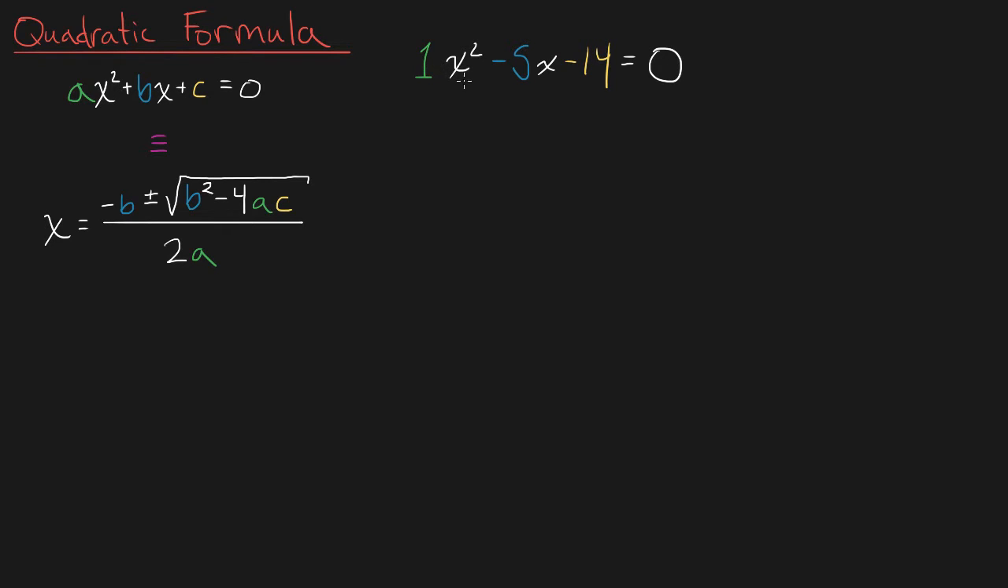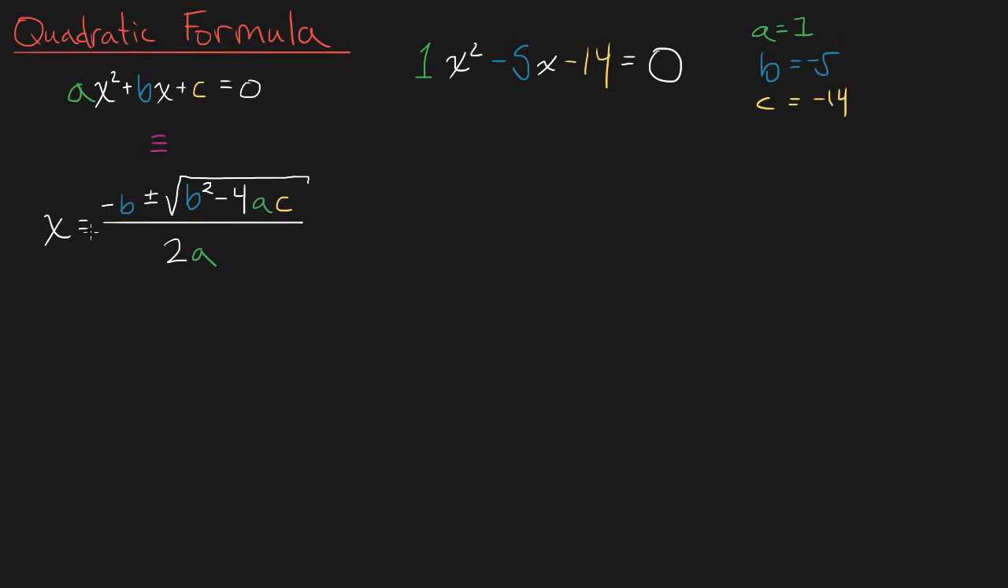The other thing that I want to point out is that this equation is in standard form. It's in standard form because I have my second degree term, and then my first degree term, and then my constant term here on the right. So they go in decreasing order of degree: second degree, first degree, and 0th degree. My a coefficient is 1, so a is equal to 1, and my b coefficient is -5, so b is equal to -5, and my c coefficient is -14. So I'm going to write -14 there.